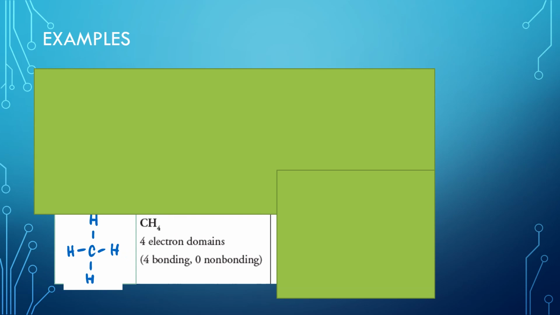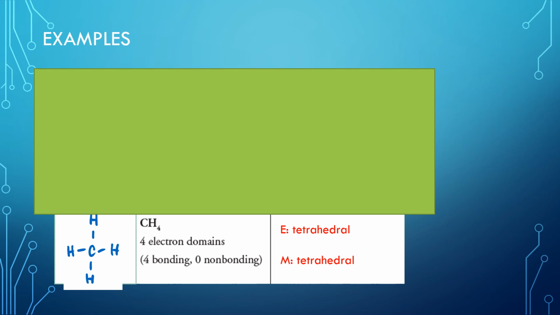CH4. So this is methane or carbon tetrahydride, or, all of us, we all know how to name things, right? Hopefully. So there's 4 domains. So we know if it's 4 domains, regardless of what it is, it's always going to be a tetrahedral electron geometry. And because they're all bonding, the molecular geometry, or molecular shape, is also tetrahedral.